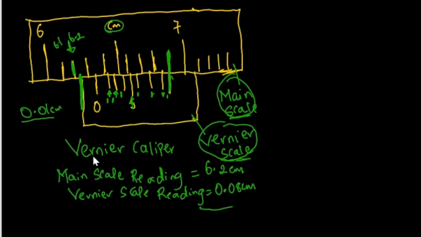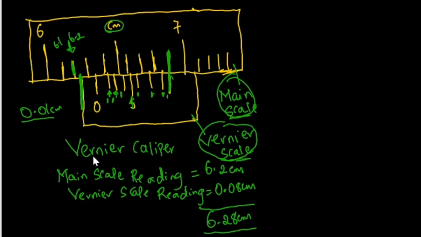Then you are going to add up, or take the sum. When you add up, you are going to get 6.28 centimeter. So the reading on this vernier caliper is 6.28 centimeter. Recall, to get your main scale reading, it is the last reading just before your vernier scale. Then to get your vernier scale reading, it is where your vernier scale coincides with the main scale, and you read it as 0.01 centimeter. Then when you get it, you can add your answer.